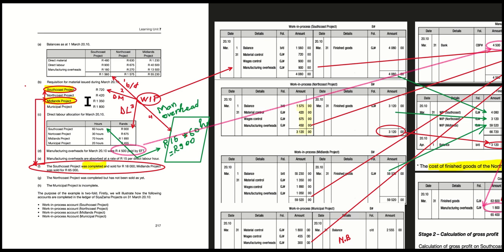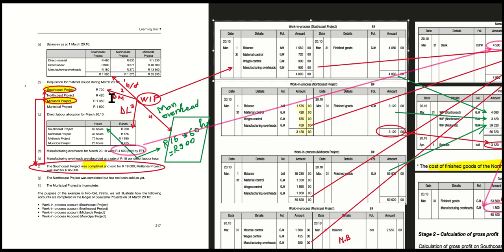Material. So for the South Coast, if you look again at our work in progress, I'm trying to select South Coast project, work in process, South Coast project, material control, we have the 720. Okay, so that was the requisition. Meaning that was the transaction that happened, what we acquired. So this is the material that went into the actual production for the South Coast, in March, 720.